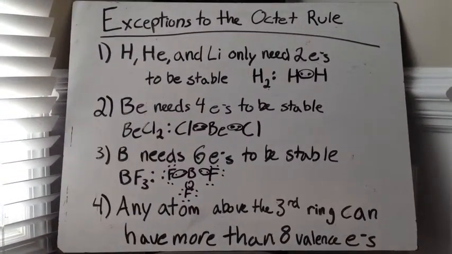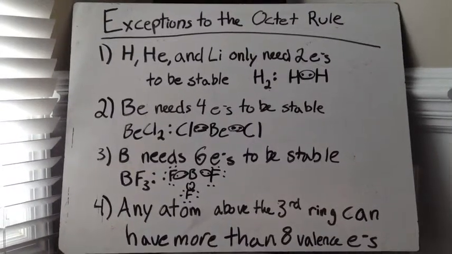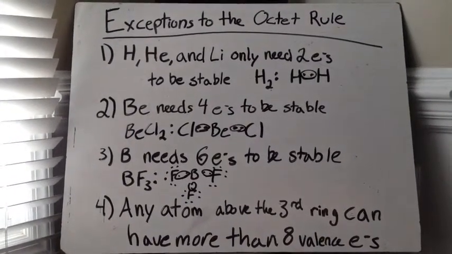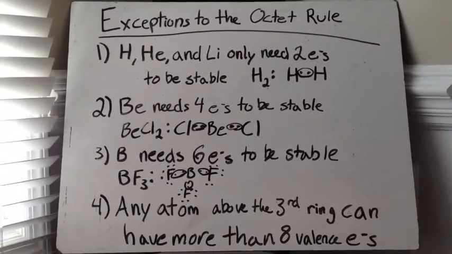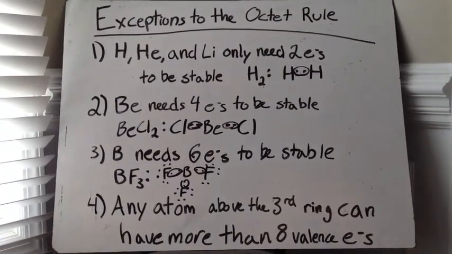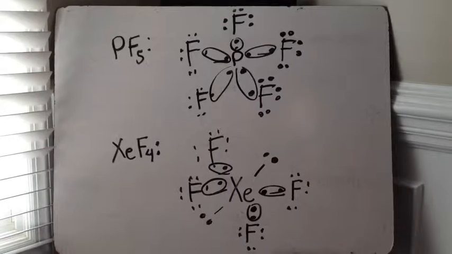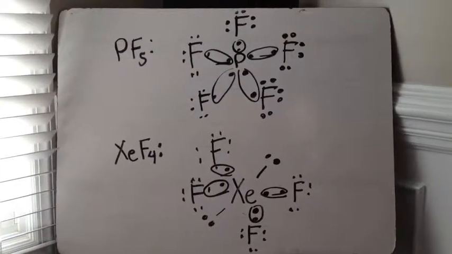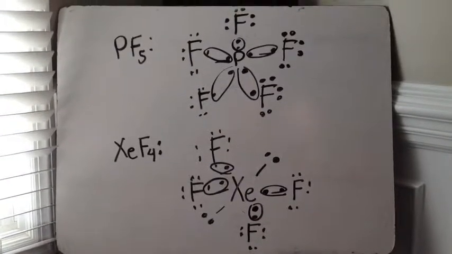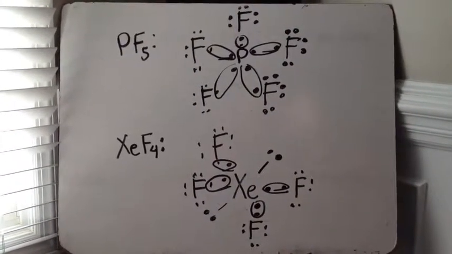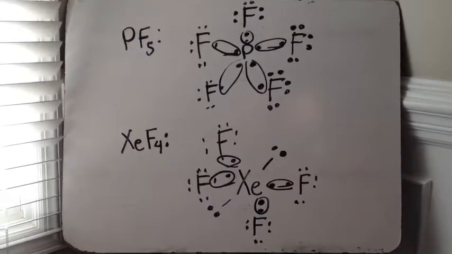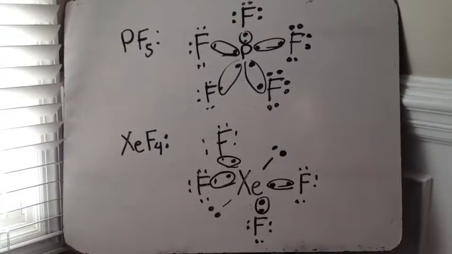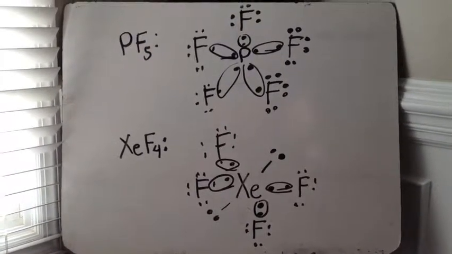The second rule is that beryllium needs 4 electrons to be stable. So in BeCl2, beryllium has 4 electrons and is a stable molecule. Boron needs 6 electrons to be stable and is stable in the molecule BF3. The fourth rule is that any atom above the third ring can have more than 8 valence electrons. In these two examples, phosphorus has 10 shared valence electrons with the 5 different fluorine atoms. In the second example, xenon has 8 shared valence electrons with the 4 different fluorine atoms, and it also has 2 non-bonding electron pairs, which make 12 total valence electrons.